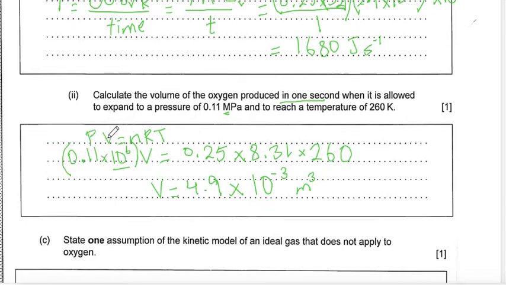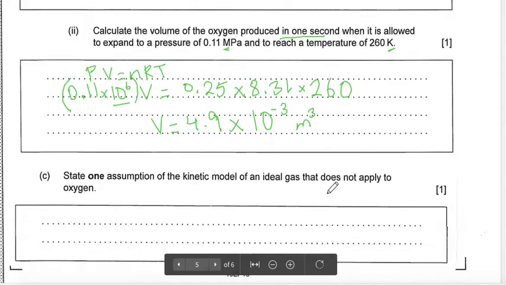So this is P. V, I don't know, so I write just V. N, number of moles. The question does say in 1 second, so I use 0.25 because that's the number of moles in 1 second. R is given in the data booklet, 8.31. This is an SI unit, so you don't need any conversion. And then 260 is again given in SI unit, Kelvin. And then the rest is calculation. And since we put everything in SI units, we will get the volume in its SI unit, which is meter cube.